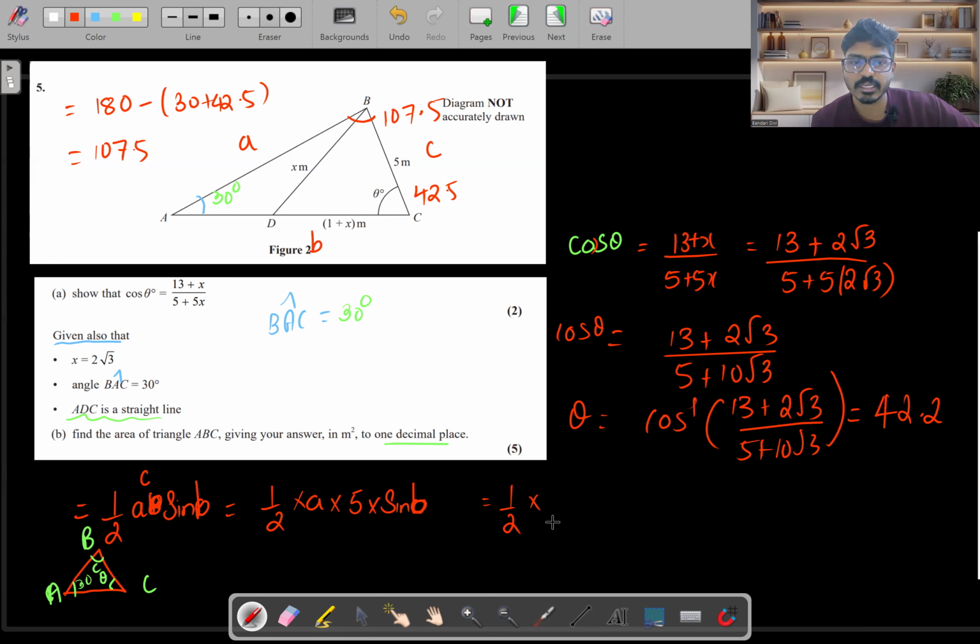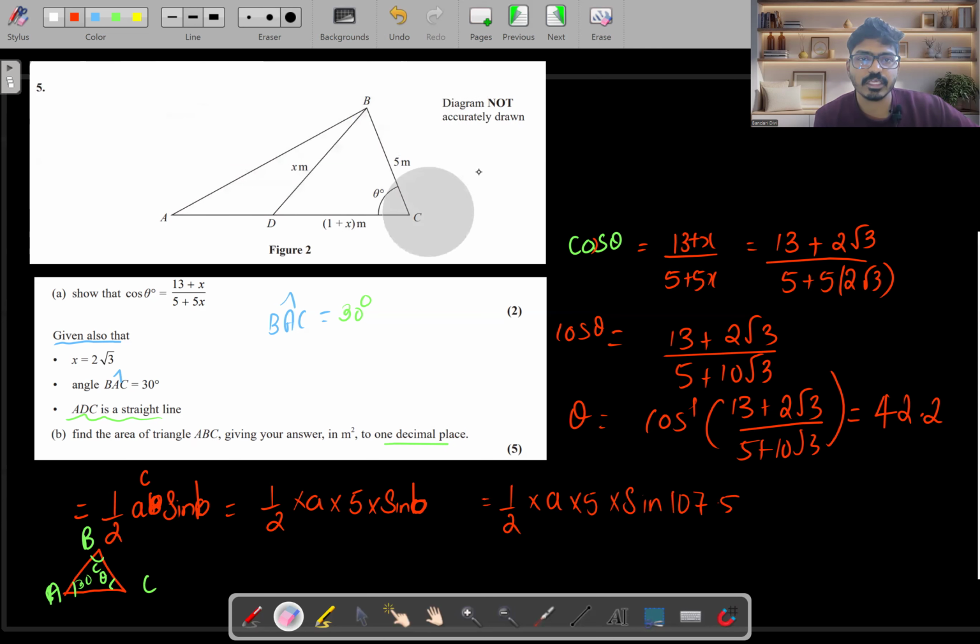So this side, we still have unknown. A we don't know, and then 5 times sine 107.5. To find this side, we can apply the sine rule. Now I'm going to erase this, and then I can find out the value of A by using the sine rule. If I know the angle, what is the angle? 107.5. So this angle is going to be 42.5, and this angle is going to be 30.